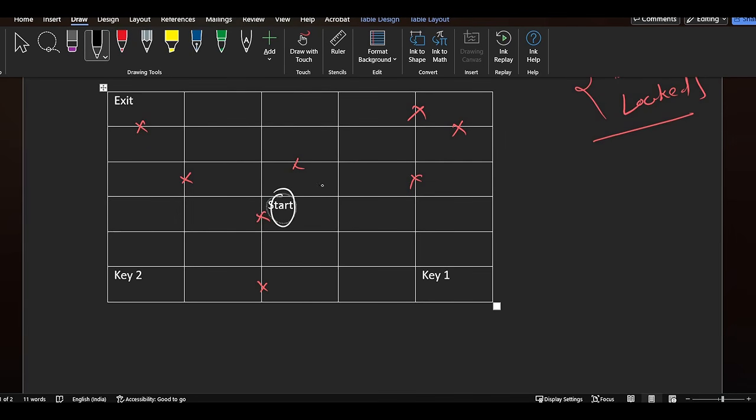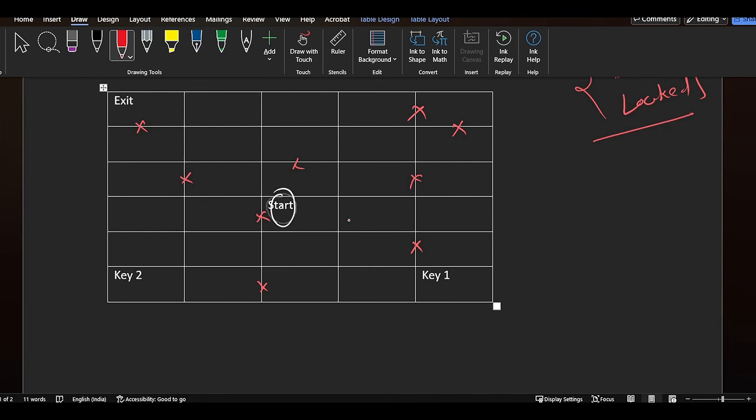So let's start. Suppose we want to collect key number 1 and key number 2, then we need to reach the exit door. Let's create some more invisible walls to make it more difficult. Suppose this is also an invisible wall. Now let's start our game.